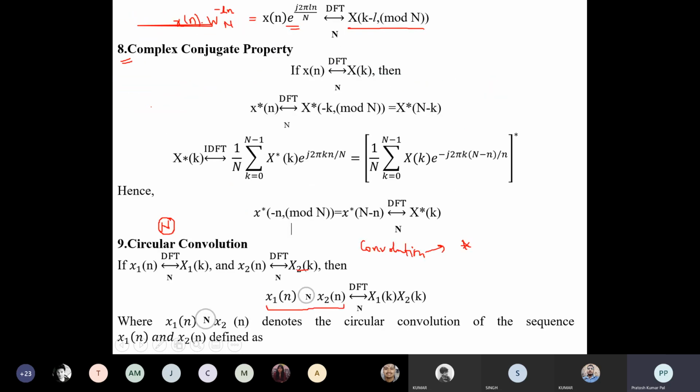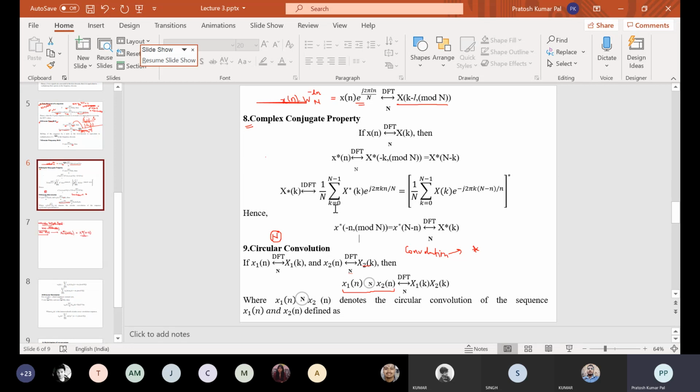Okay, so these are the DFT and their properties. Okay, so we will see some examples. After that we will close the class, but before that we will see some examples later.